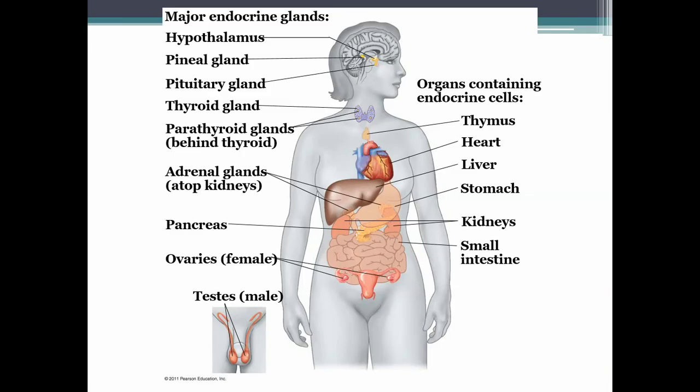Then again we have the thymus, which also secretes secretions, heart, which also secretes some hormones, liver, stomach, kidneys, and small intestines. These organs contain endocrine cells. They are not endocrine glands, but they have endocrine cells which secrete the endocrine secretions. On the other hand, these are the main endocrine glands which produce the endocrine secretions known as hormones.